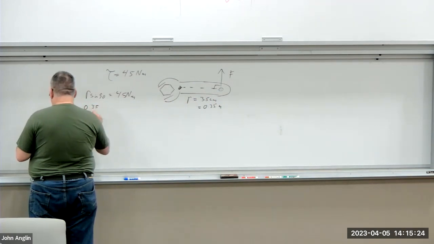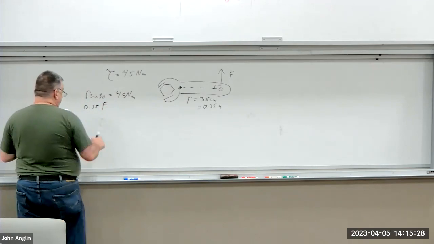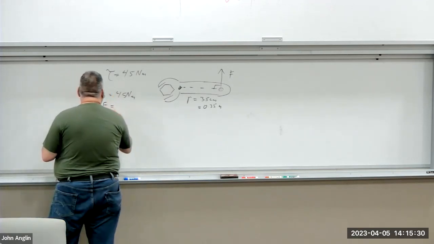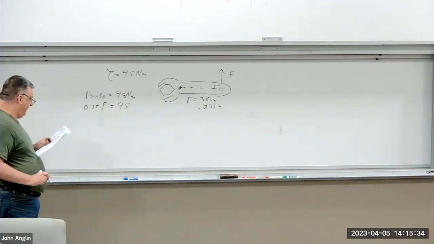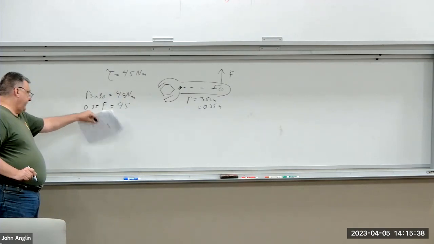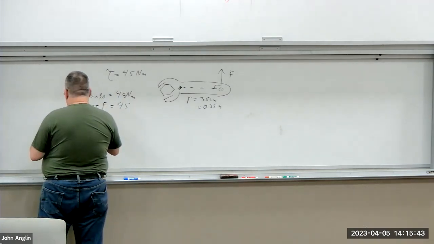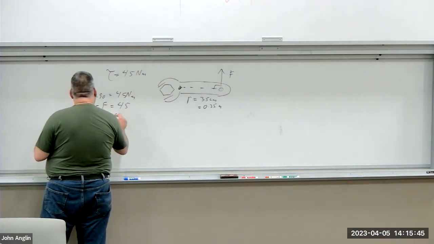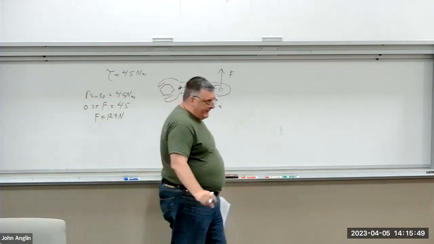So 0.35 times whatever this force is, sine of 90 is 1, so that goes away. And that's got to work out to be my 45 Newton meters. So if this is meters, this is in Newton meters, meters cancel, we're left with newtons. And so if you do the math here, you end up with 129 newtons.